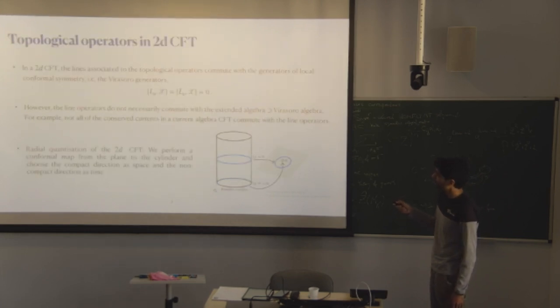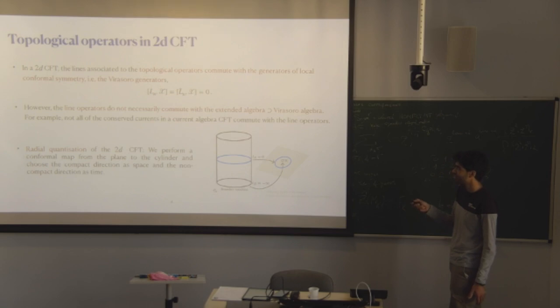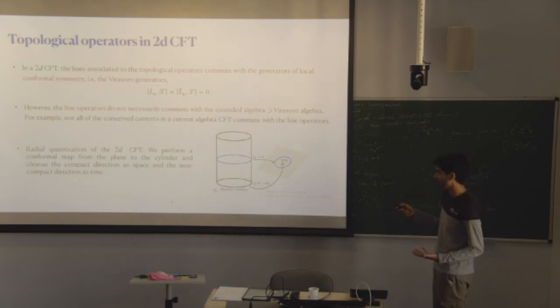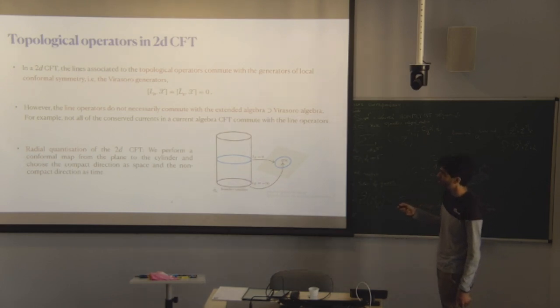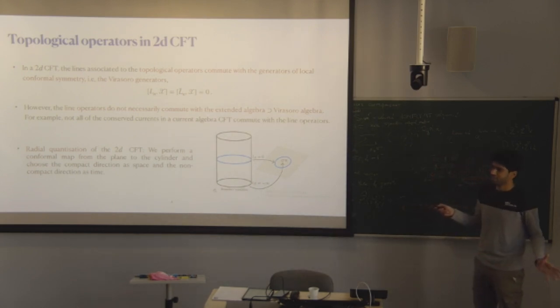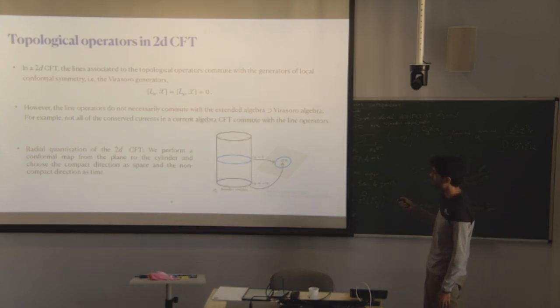Once you have a 2D CFT, you have diffeomorphisms, which are the conformal symmetry generators, and these are the Virasoro generators, the L_n, which are about translations on a cylinder, etc., that we'll talk about. And these X's are the topological operators. They commute with the Virasoro generators in both the holomorphic and the anti-holomorphic parts. But these line operators do not necessarily commute with an extended algebra, a bigger algebra of which the Virasoro algebra is a part.